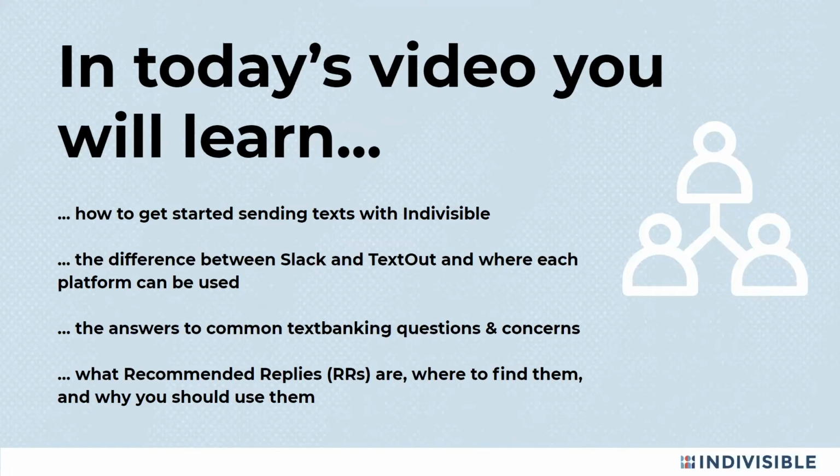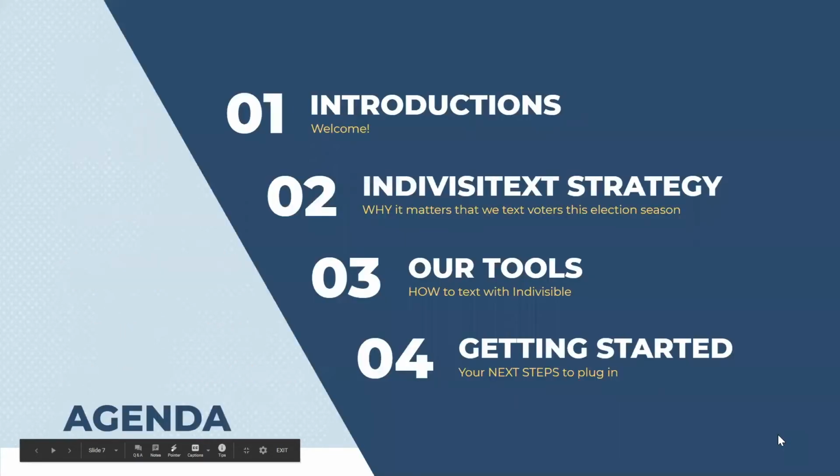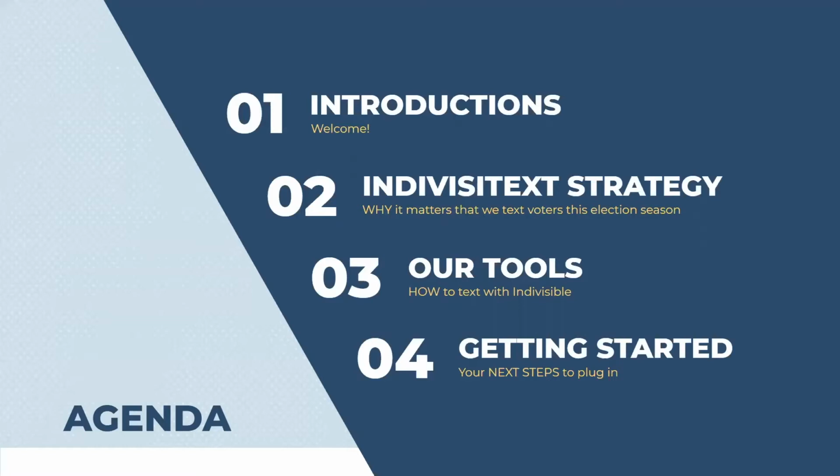Okay, let's go over the agenda. We've covered our introduction, and next we'll review Windivisible's texting strategy and why we are connecting with voters this election season via text. Then, we'll talk about the tools we use to make all of this work happen. First, we'll talk about TextOut, the platform that we use to send and receive text messages with voters. Then, we'll talk about Slack, the platform that we use to communicate between texters and the moderator team. We'll be sure to cover how to get set up on both tools. Finally, we'll cover all the next steps you need to know in order to get plugged in.